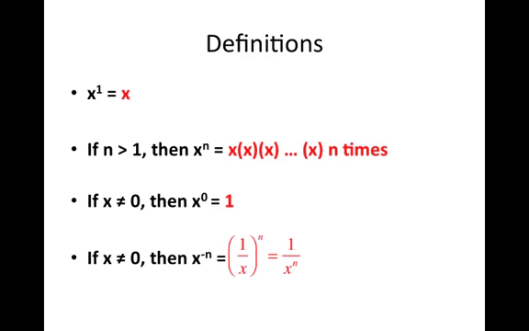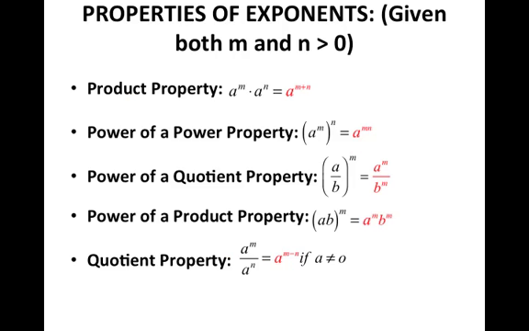If x is not equal to 0, then x to the negative n means the reciprocal of x to the nth power. So 1 over x to the nth power, which, because 1 to the nth power is just 1, you end up with 1 over x to the n.